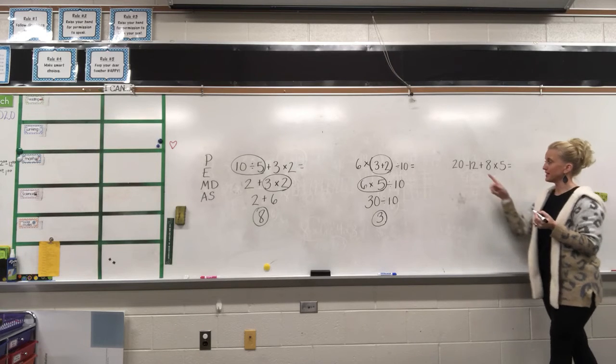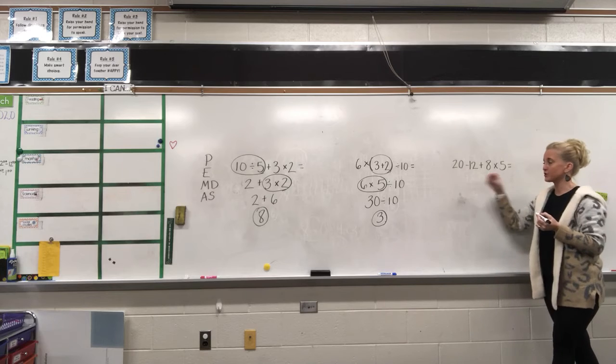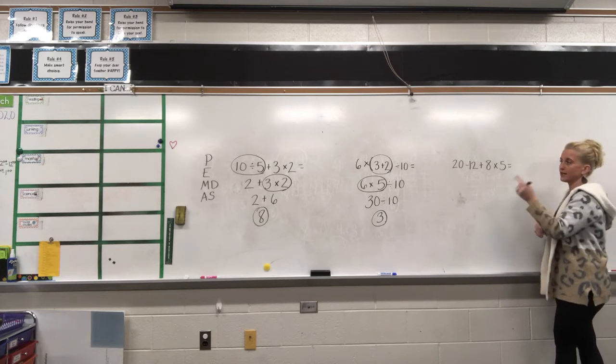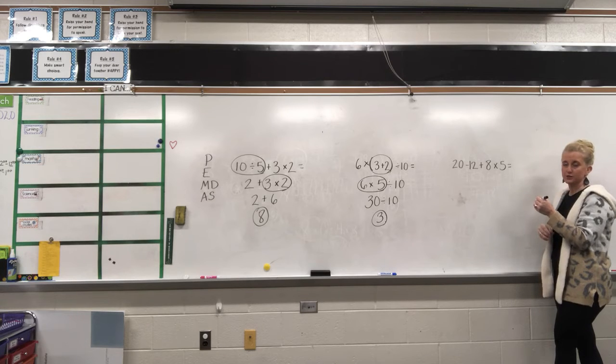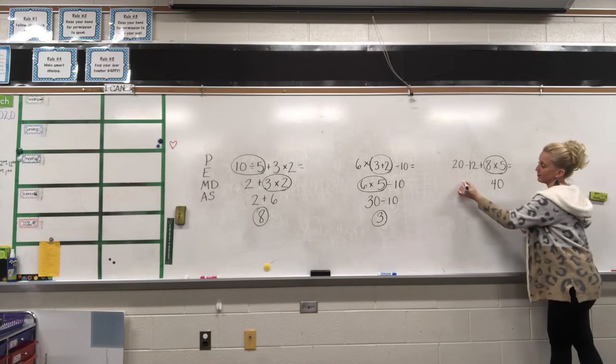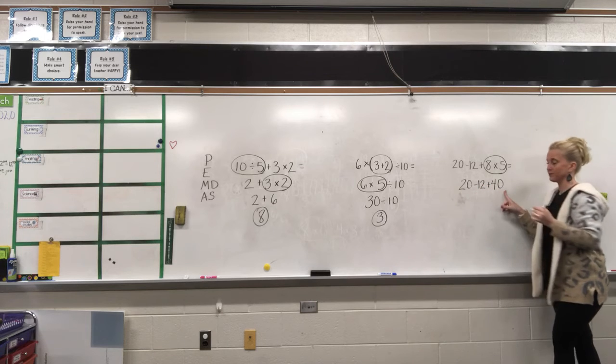Okay, so for this one, it's really tempting to do that minus first, but we can't. We've got to do that times first because it comes first in our order of operations, our please excuse my dear Aunt Sally. So I'm going to do this first, which is 40. 8 times 5 is 40. Then I'm going to carry the rest of my problem down. 20 minus 12 plus 40.